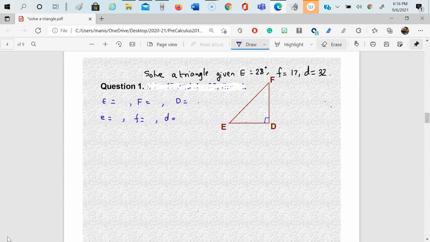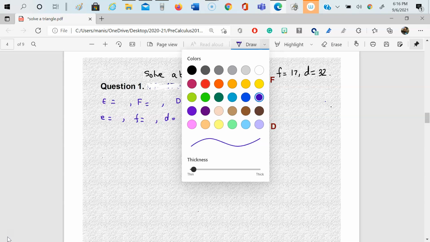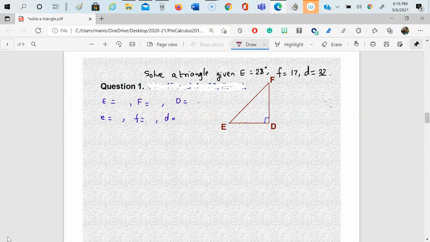So these are the three sides which we need to find out. Whenever you are doing these problems, write down first of all these six letters over here. Now let's start over here. We have been given uppercase E is 28 degrees. You have to be cautious what you are writing for. I don't know this, I'll put a question mark over here.